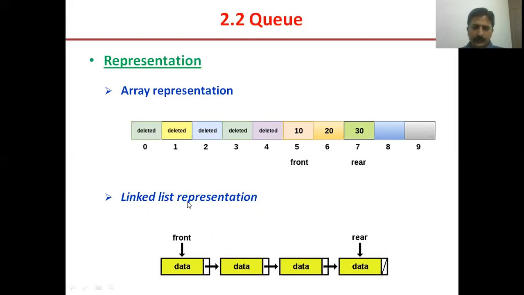Whereas if you take the linked representation, we store the values in nodes, where one node points to another node, and that node points to the next node. We use a rear pointer which points to the last node, and we use a front pointer which points to the front node. So we require two pointers here. Front pointer points to the first node and rear pointer points to the last node. Here also the insertion happens at the rear end and deletion happens at the front end.